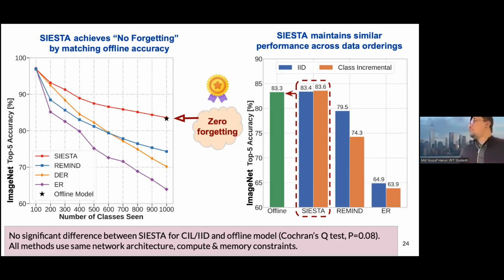We also performed a statistical evaluation and found that there's no significant difference between SIESTA and the offline model for both the class incremental learning and IID settings. That basically supports that it has achieved no forgetting. And on this slide, all the methods use the same network architecture and computer memory constraints.